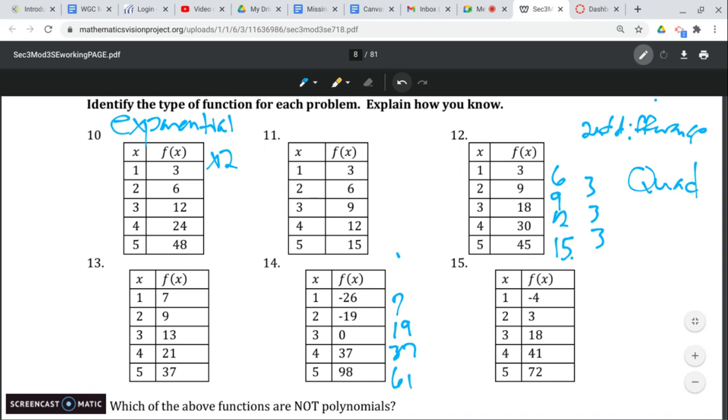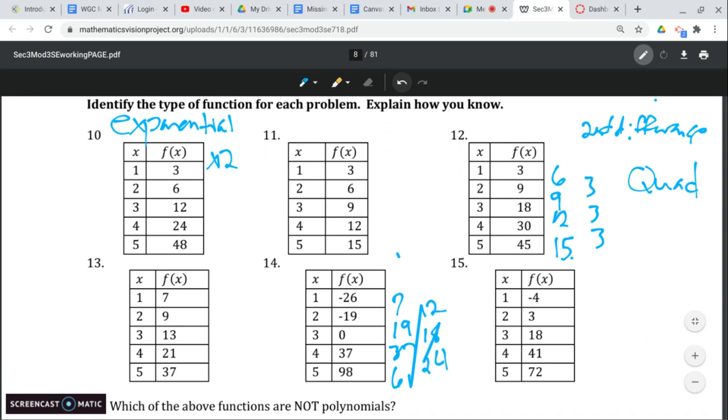So are our first differences the same? No, definitely not. So let's look at our second differences. So from 7 to 19, it's 12. From 19 to 37, it's 18. And from 37 to 61, it's 24.